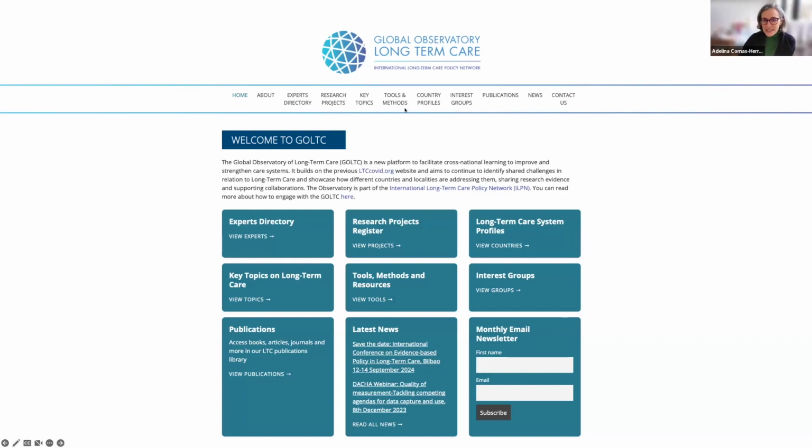We're building some tool guides. We have a very good one coming soon on, for example, one of the quasi-experimental methods that we'll be sharing soon. And we have a news section as well, where we can share news of any events, any new publications that you'd like to share more widely.